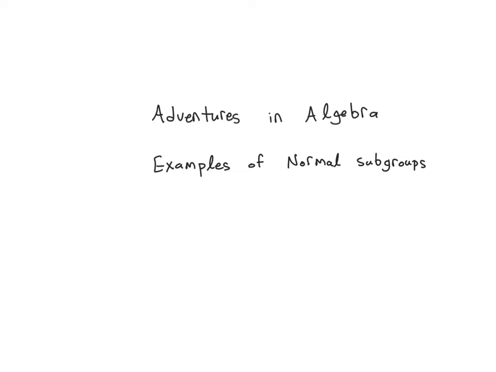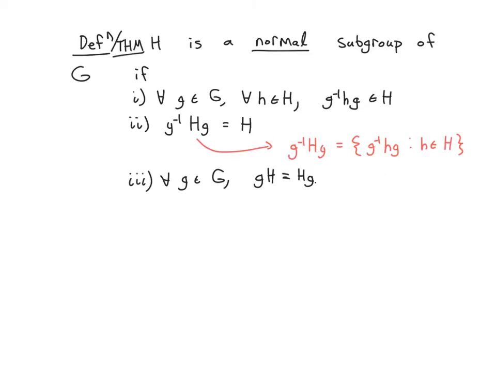Now we're going to look at some examples of normal subgroups using one of the definitions of left cosets being equal to right cosets. So the definition of a normal subgroup is the following. H is a normal subgroup of G if, for every element g in the larger group G, and every element h in the subgroup H, this triple product is an element in H.